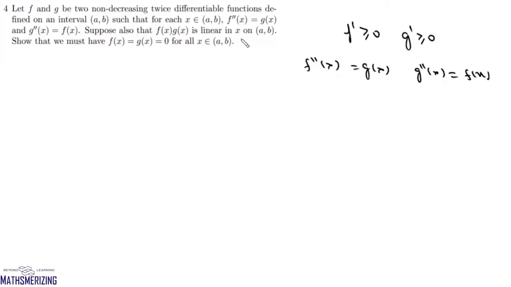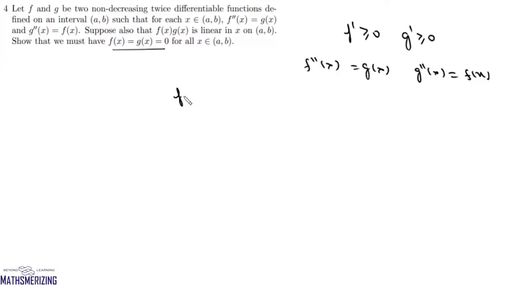Now question number 4 is: let f and g be two non-decreasing twice differentiable functions. So that means f' is greater than or equal to 0 and g' is also greater than or equal to 0, such that f''(x) is equal to g(x) and g''(x) is equal to f(x). Then suppose that f(x)g(x) is linear on [a, b], then show that we must have f(x) = g(x) = 0 for all x belongs to [a, b].